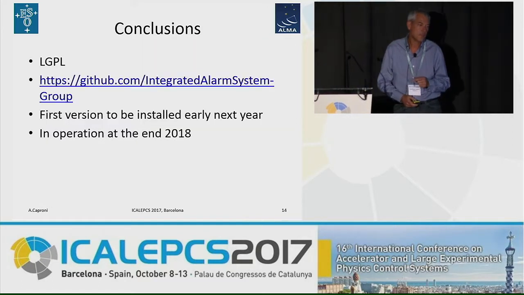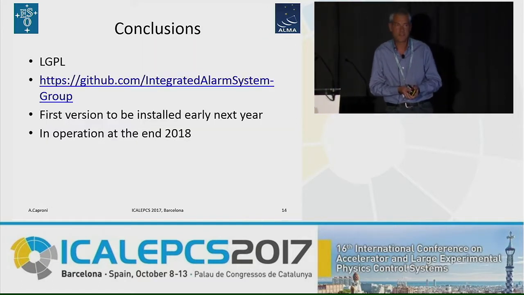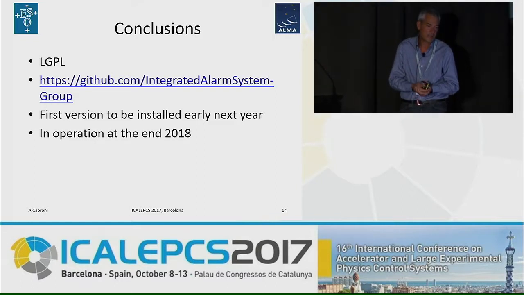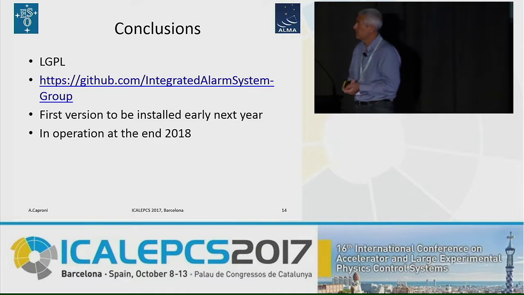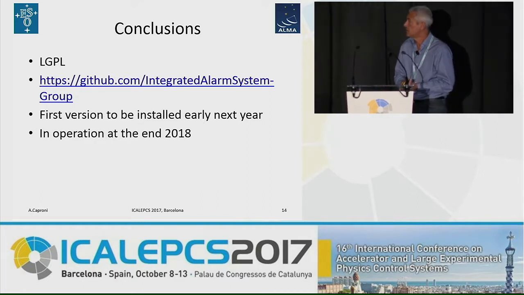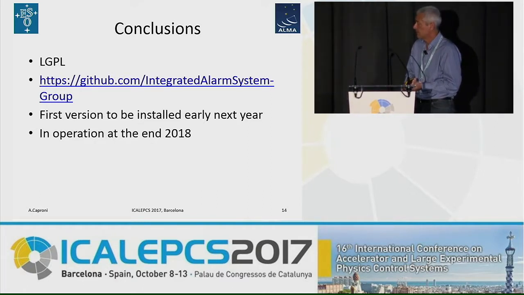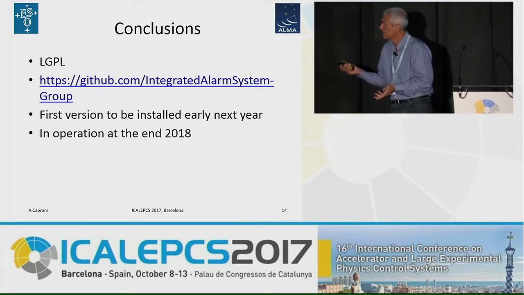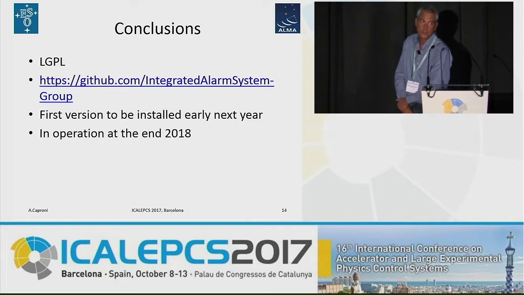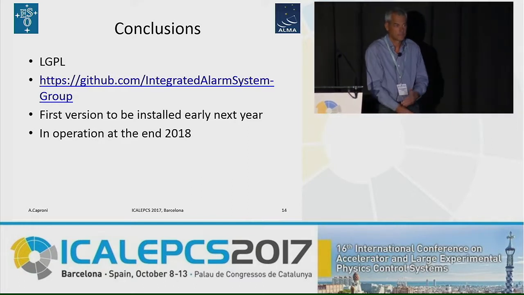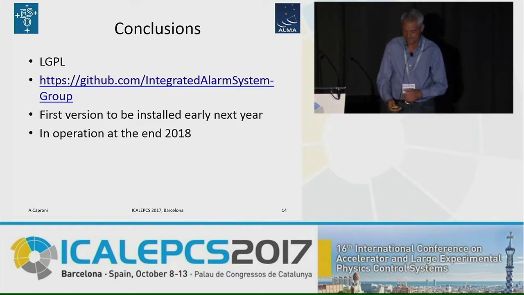Okay. So in conclusion, the project is pretty young, is still under development, is released under LGPL and hosted in GitHub right now. The first version, very, very basic, will be installed in January in the Alma control room, and we have the target to have the new alarm system in operation by the end of 2018. That's it.